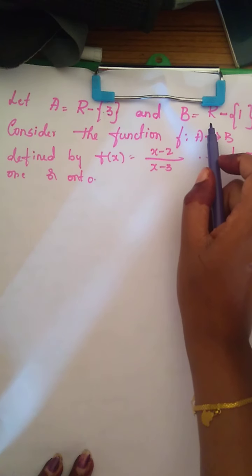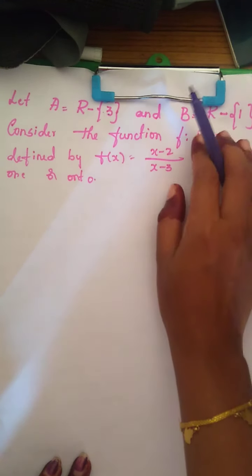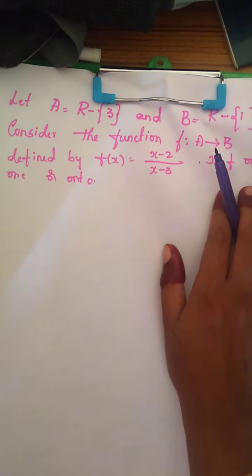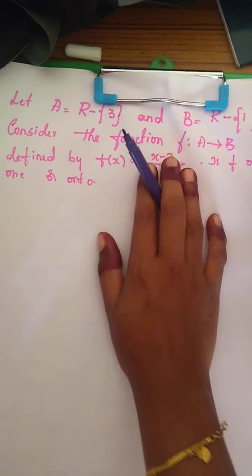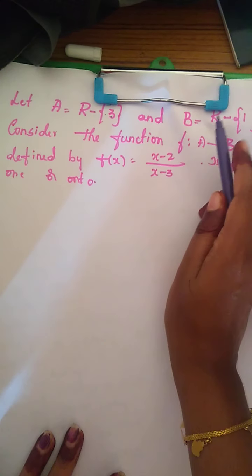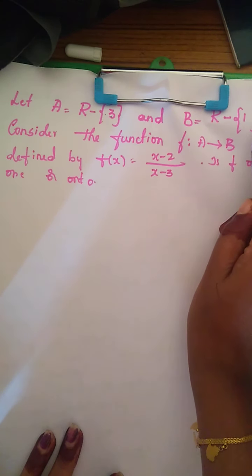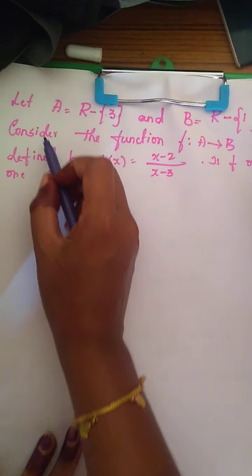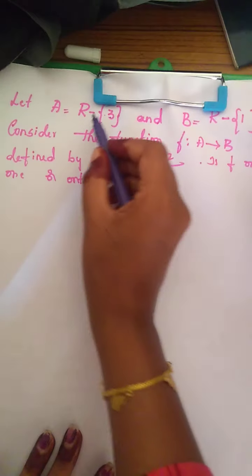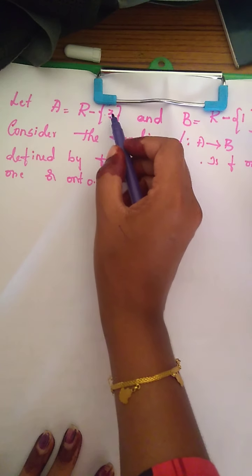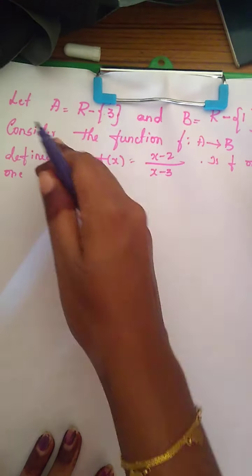And then what is B? B is equal to R minus singleton 1. So that means B also contains all the real numbers except 1. Now what they have asked: consider the function f from A to B. So what is our domain? Domain is the set of all real numbers excluding 3, which means you have to remove 3 from the real numbers.